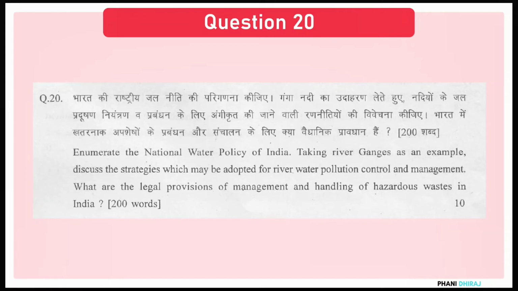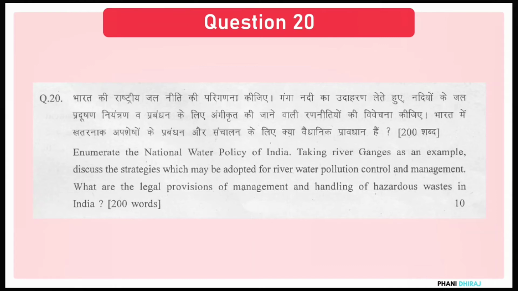So what are the key areas of focus here where you have to point out an answer? The key answer is national water policy of our country. How the national water policy of the country is trying to manage and control water pollution in our country. What do you mean by hazardous waste? What are the primary sources of hazardous waste? And when you take the river Ganges, that is river Ganga, what are the strategies?